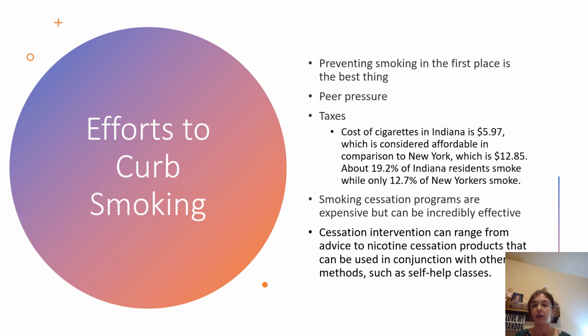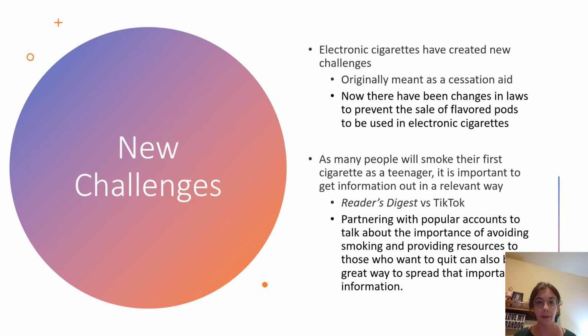So smoking cessation interventions can range from things like advice, people who've quit smoking before saying, this is what I did, here's what worked for me, to different products that can be used in conjunction with other methods such as self-help classes and support groups like I mentioned. So these nicotine cessation products can be things like nicotine gum, the patch that people can put on their arms, or even electronic cigarettes, which were originally developed to help with this, which I will touch on in another slide.